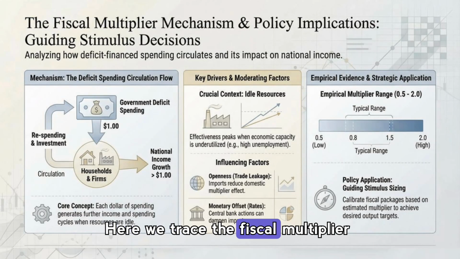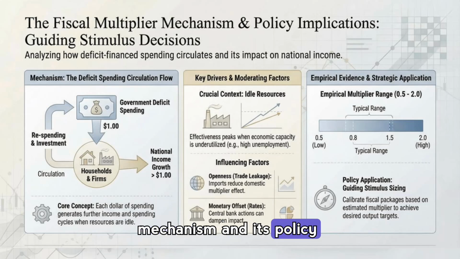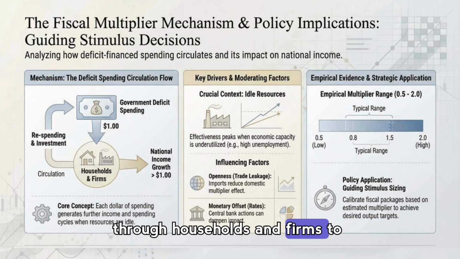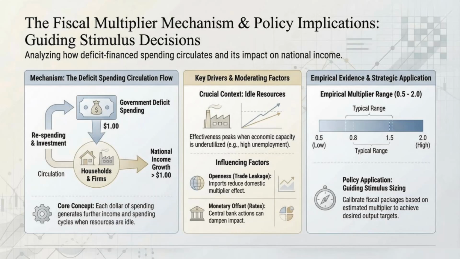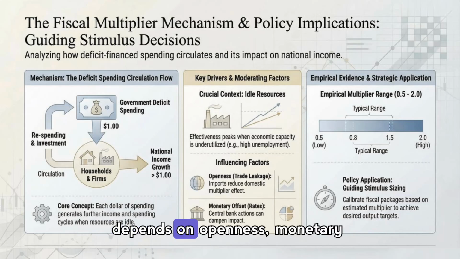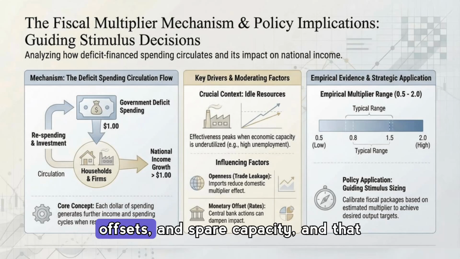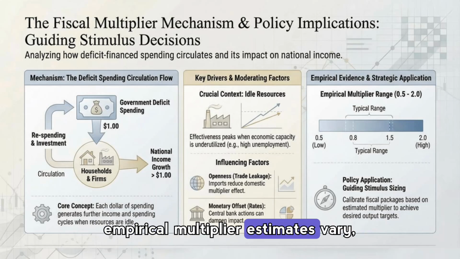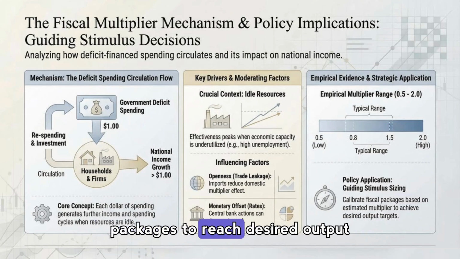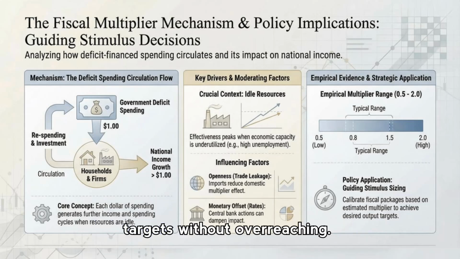Here we trace the fiscal multiplier mechanism and its policy implications, illustrating how deficit finance spending circulates through households and firms to generate further income when resources are idle. The chart reminds us that effectiveness depends on openness, monetary offsets, and spare capacity, and that empirical multiplier estimates vary, so policymakers must calibrate fiscal packages to reach desired output targets without overreaching.